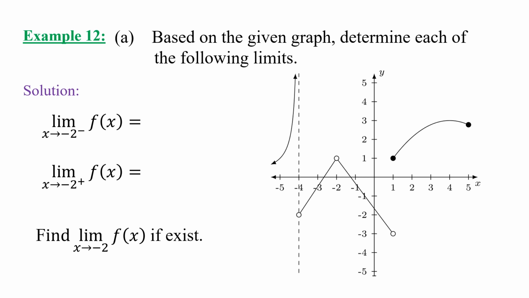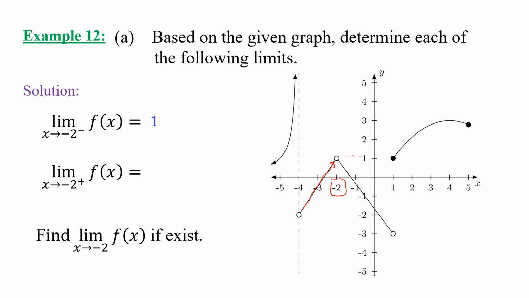The first one. Find the limit as x approaches negative 2 from the left. This is negative 2. And try to follow the graph that is less than negative 2. So when x approaches negative 2 from the left, we can see that y, or f(x), approaches 1.